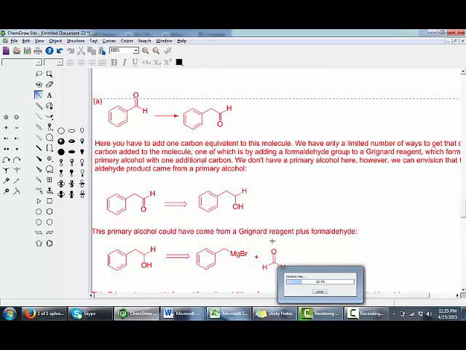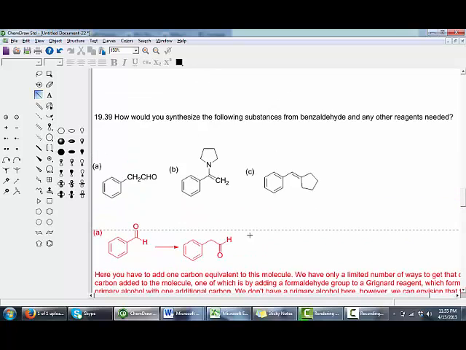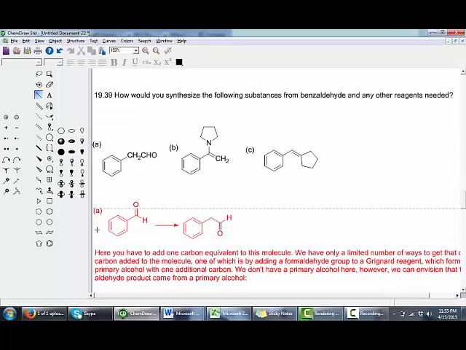Alright, so here we're going to do 1939, okay? And we're just going to start with A for now and say, how would I synthesize compound A from benzaldehyde? So this is benzaldehyde, and I'm looking to make this molecule. Okay, this is not particularly easy to do at all, okay? Because effectively what I need to do is add one carbon.